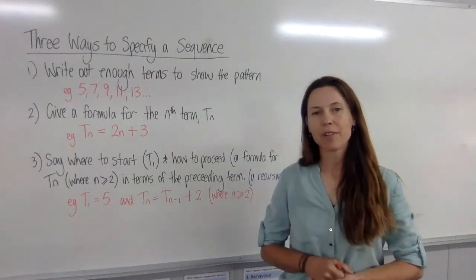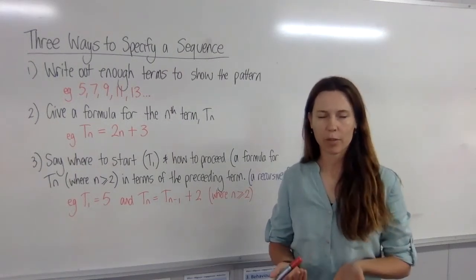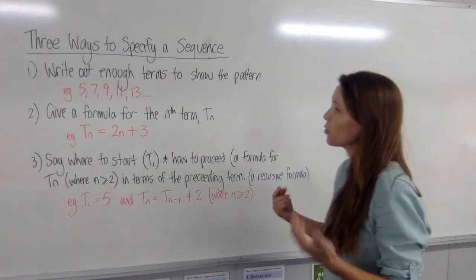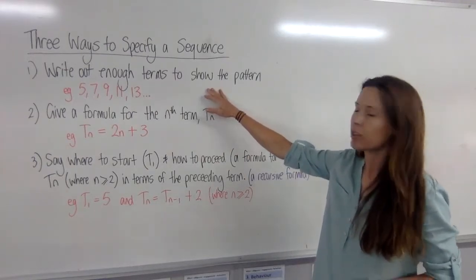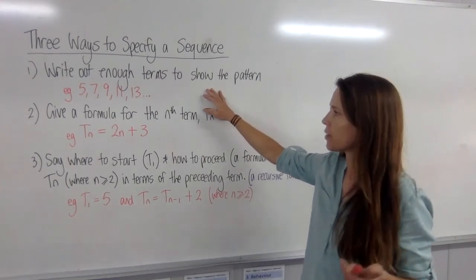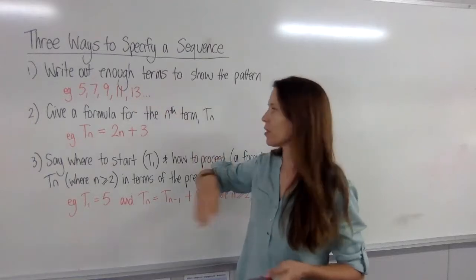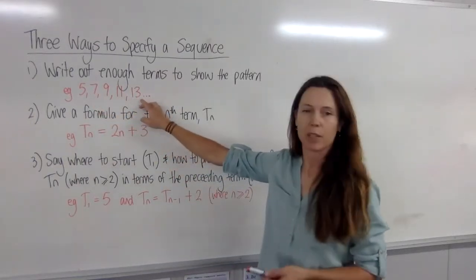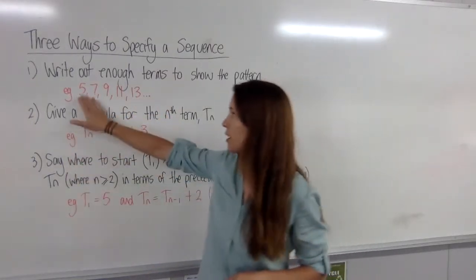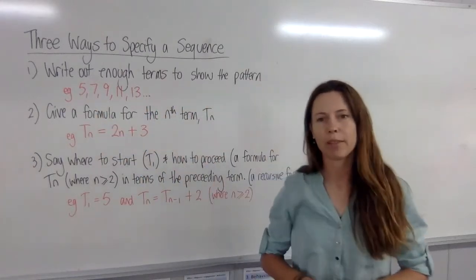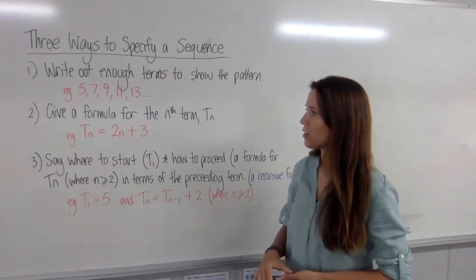Now there are three conventional ways that you can specify a sequence, that is, describe it. You could simply write out a number of the terms to show the pattern. So I've got a sequence here that goes on forever, so it's an infinite one: 5, 7, 9, 11, 13. A quick glance and I can see that I'm starting at 5 and I'm going up through the odd numbers, going up 2 each time.